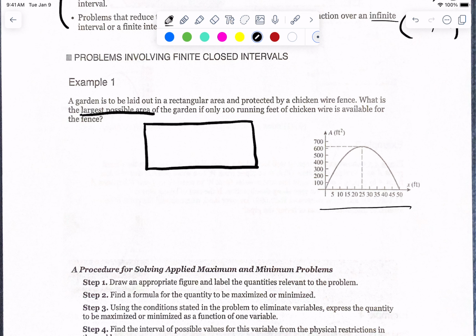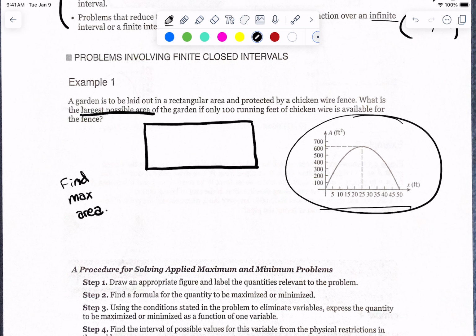What I'm trying to find is the max area. Eventually I'm going to get a function where I find that absolute maximum using derivatives. Finding that absolute highest point will give me the absolute maximum area, if only 100 running feet of chicken wire is available for the fence.